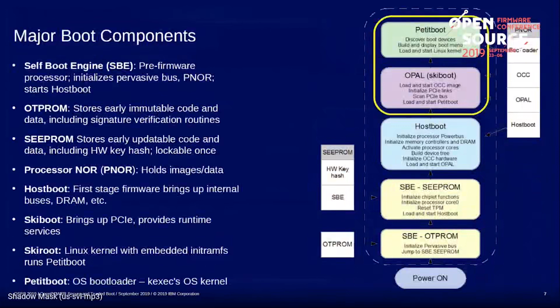I won't go into a great bit of detail, but I want to tell you a little bit about the boot components. So we have this small pre-firmware processor called the self-boot engine that does some initialization, passes control off to host boot. All of the routines that are used to verify the earliest code are contained in a one-time programmable ROM. And then we have a CPROM that stores a hash of our firmware keys so that we can actually go update firmware if we have to do key transitions.